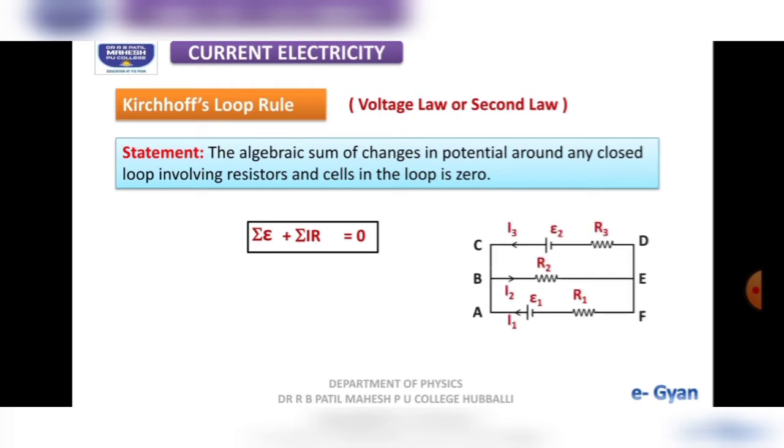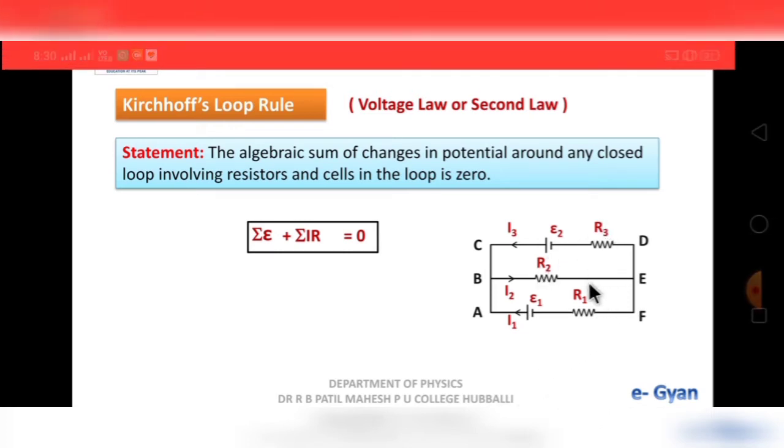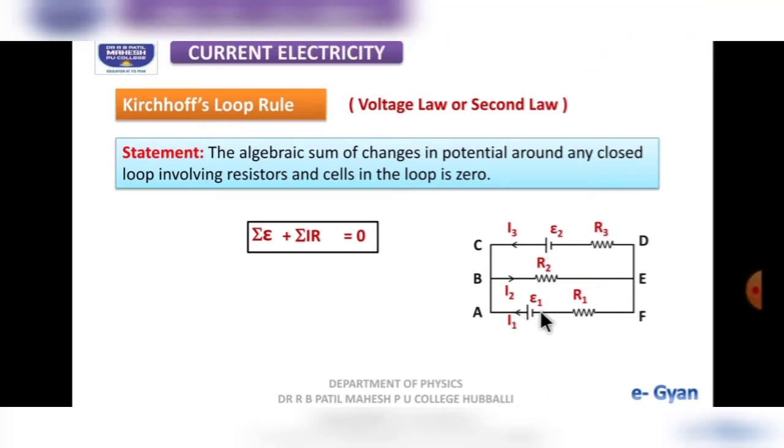Now look at this figure. There are different resistors and cells, interconnected with one another. We have three resistors here, R1, R2, R3, and two cells of EMF, E1 and E2. Let us try to analyze this circuit by applying Kirchhoff's loop rule.